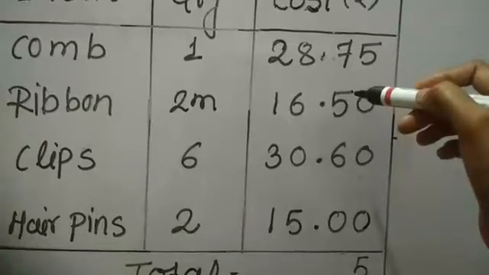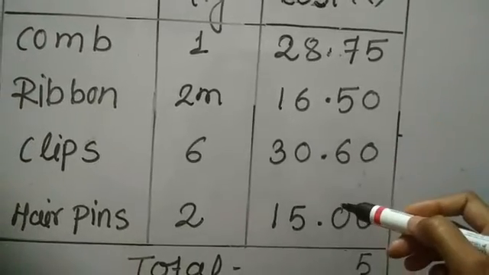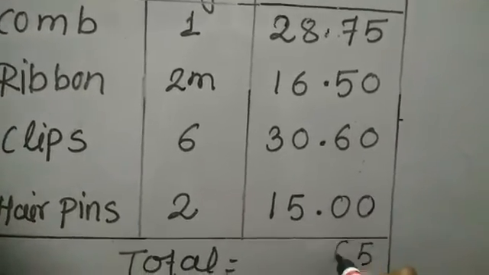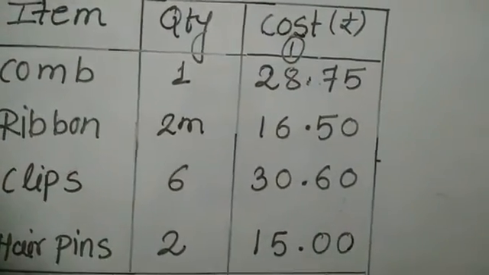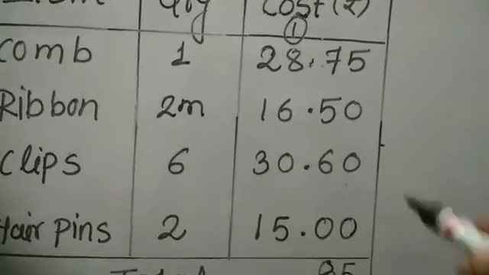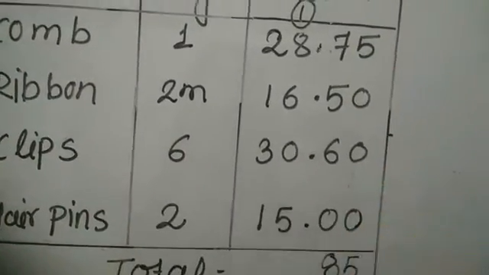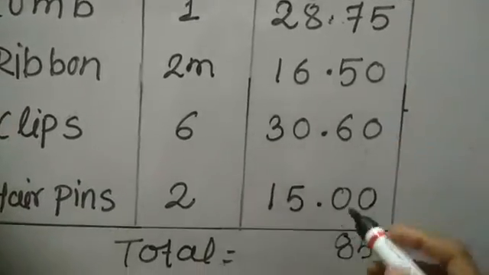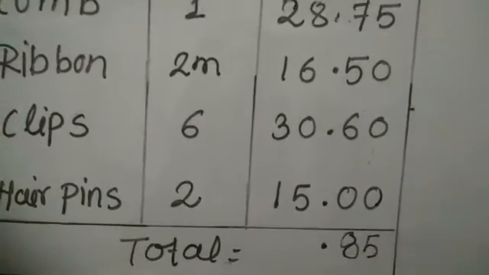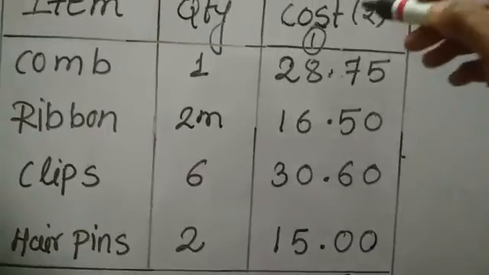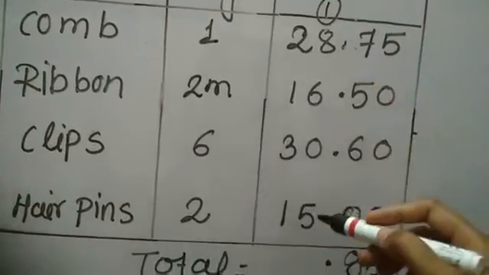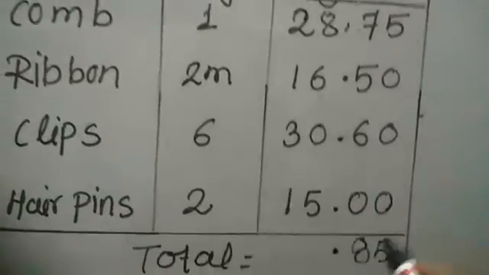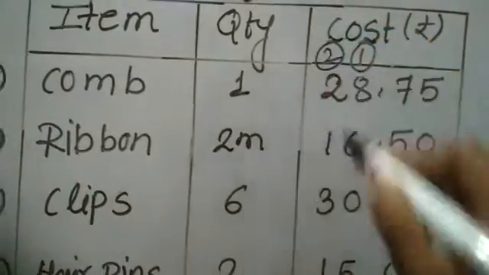Then 7 plus 5, 12, 12 plus 6, 18, 18 plus 0, 18. From 18 I am writing here 8 and 1 will carry over to the next place. Then children, here you can see in all the amounts there is a decimal point after the two digits from the right. So below this decimal point, I am going to put the decimal point in the answer. Now let us add further. 8 plus 6, 14. 14 plus 5, 19. 19 plus 1, 20. From 20 I am writing here 0 and carry over 2 to the next place.